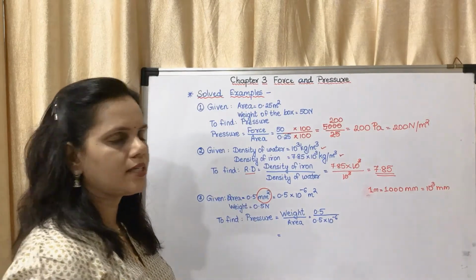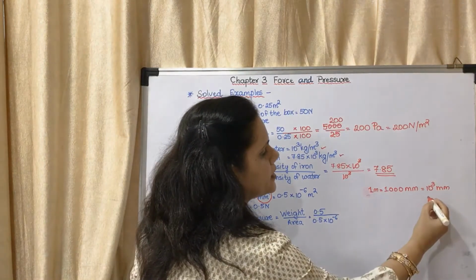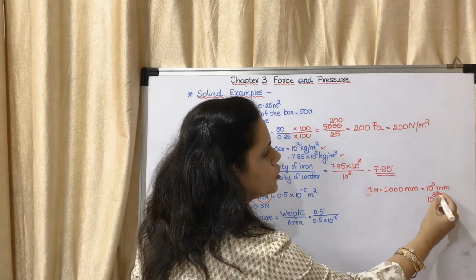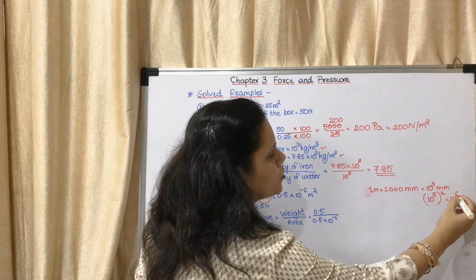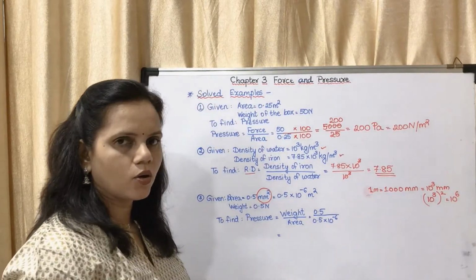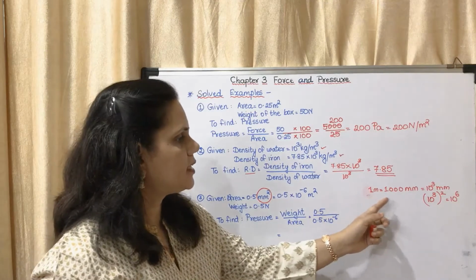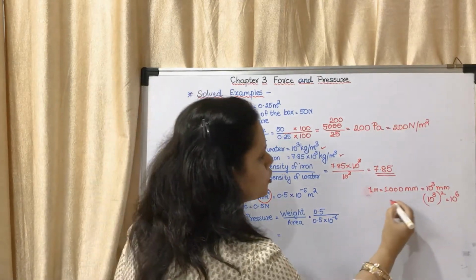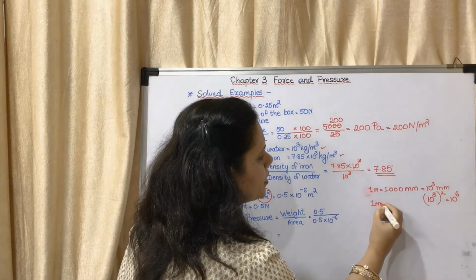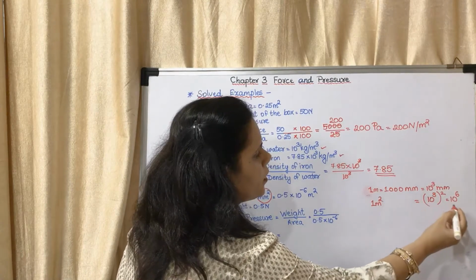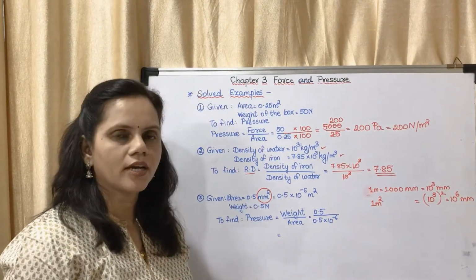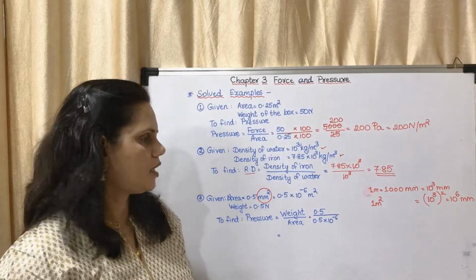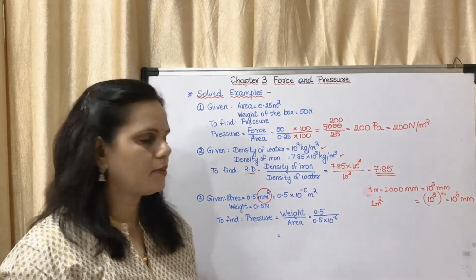Millimeter square means you have to take this 2 times square: 10 raised to 3 whole square, which will give you 10 raised to 6. Now 1 meter is 10 raised to 3 millimeter, so 1 meter square is equal to 10 raised to 6 millimeter square.